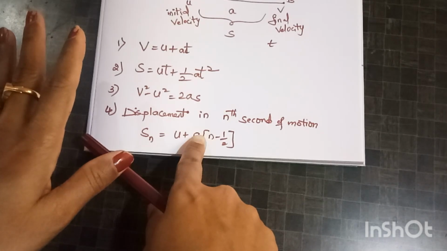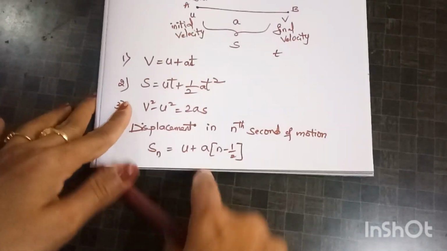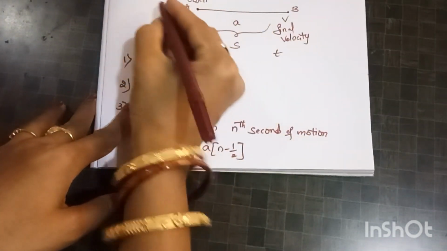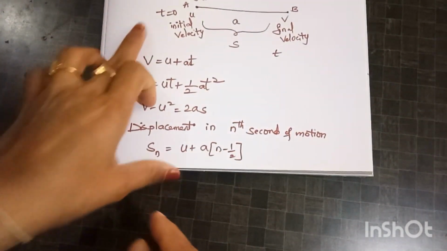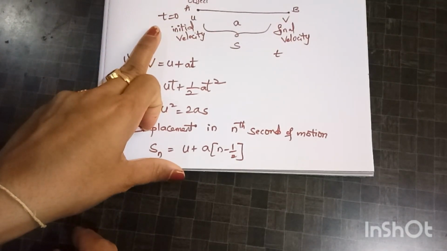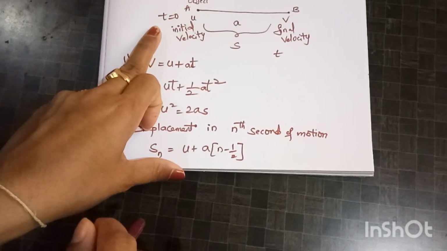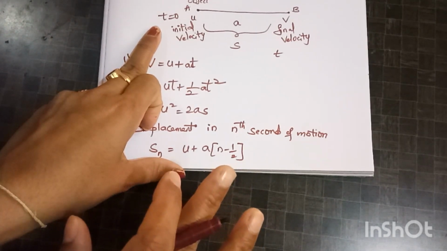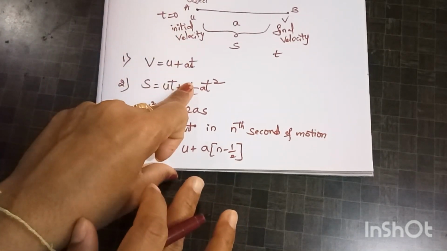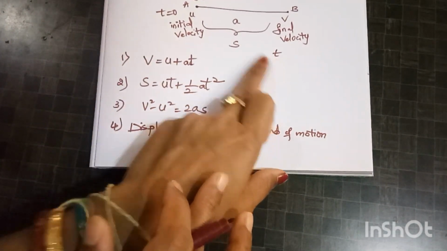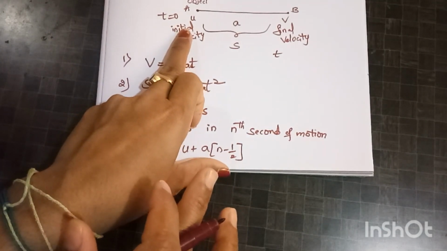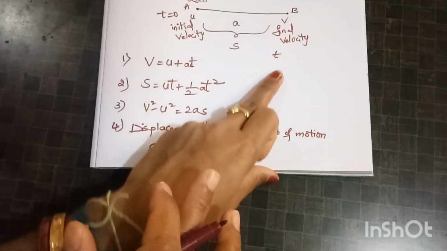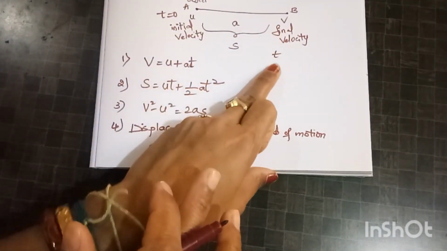Just remember that initially, at the starting position, the time taken by the object will be 0. When will the time taken be 0? When the object is at rest. Here I am taking the time t because the object is moving from initial position A to B, which means there is some time taken by the object to travel from A to B, that is t.